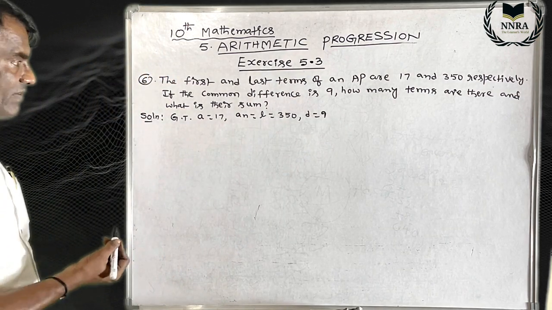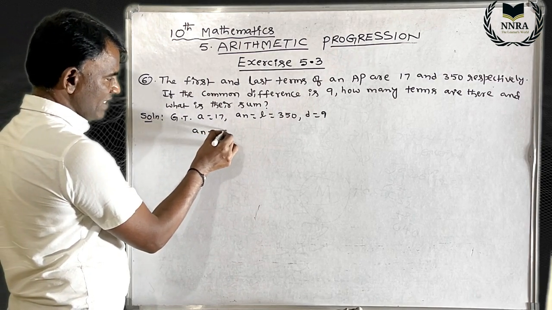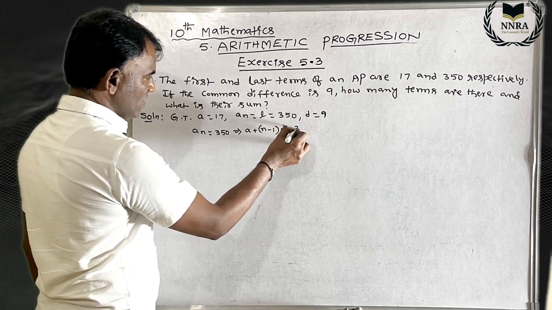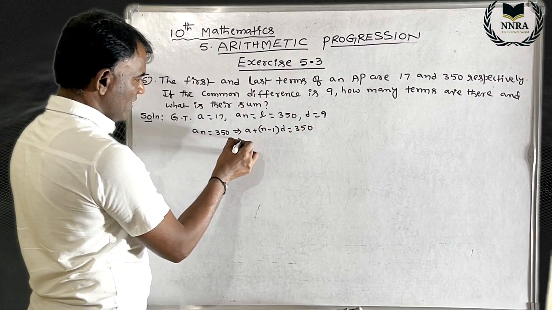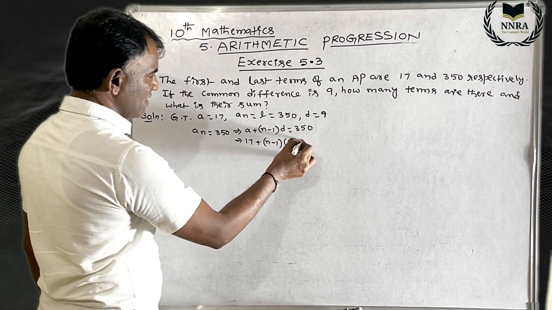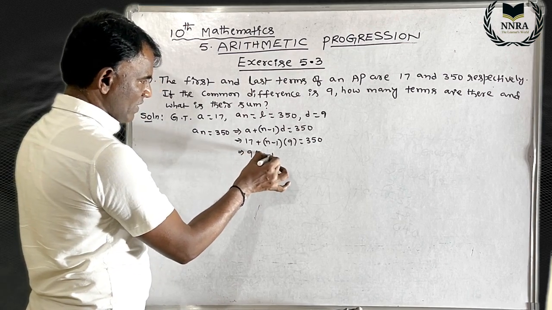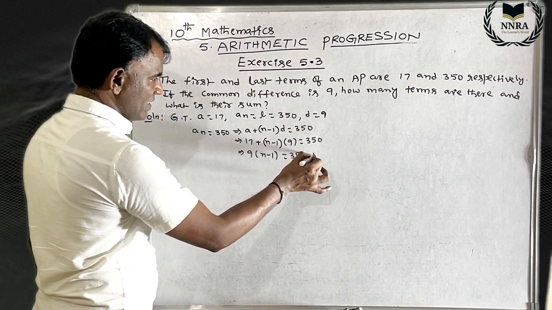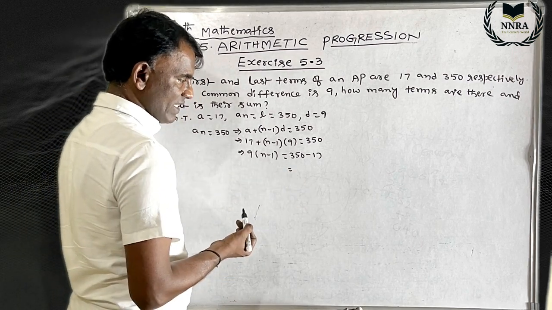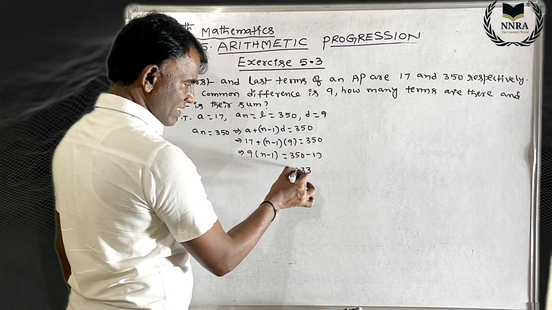How many terms are there? Then formula is there for an. What is the formula of an? an equal to 350. So it is a plus n minus 1 into d equal to 350. Now a means 17. n minus 1 into d 9 equal to 350. Then 9 into n minus 1 equal to 350 minus 17. Right? What is the difference here? 350 minus 17. 10 minus 7, 3, right?